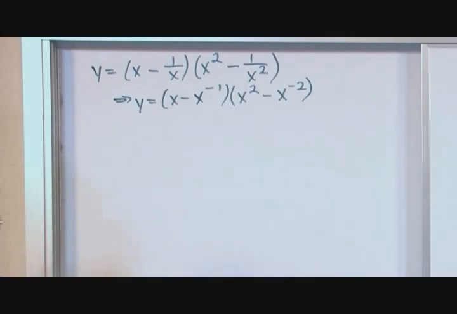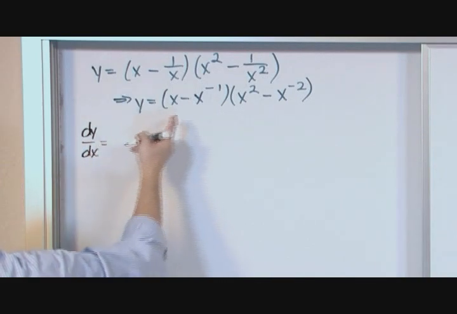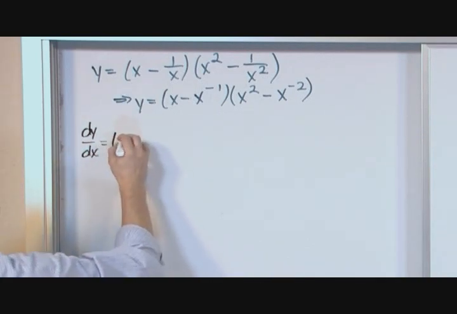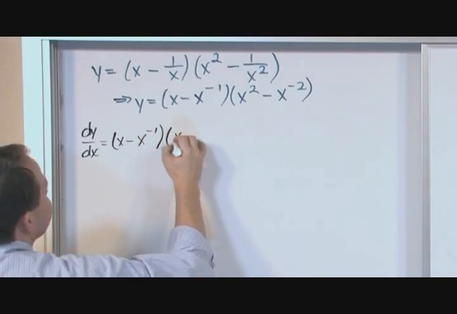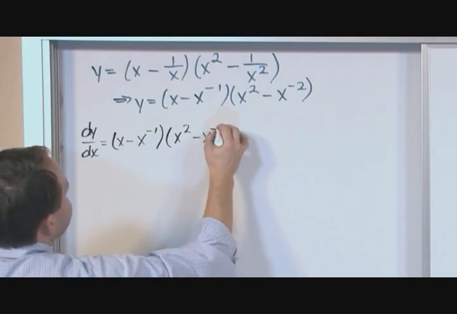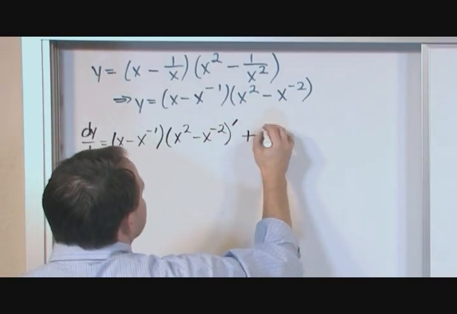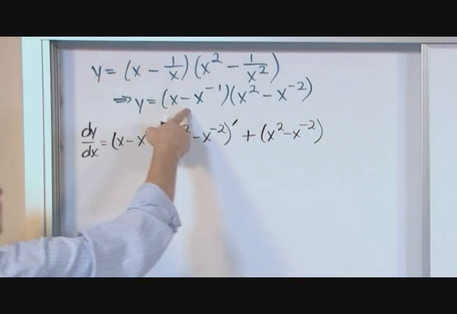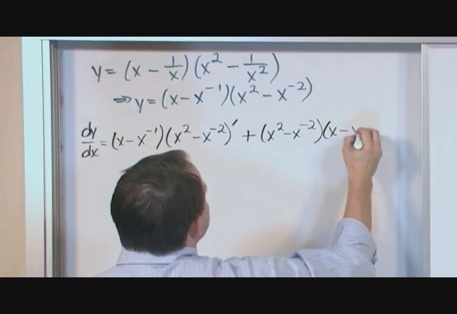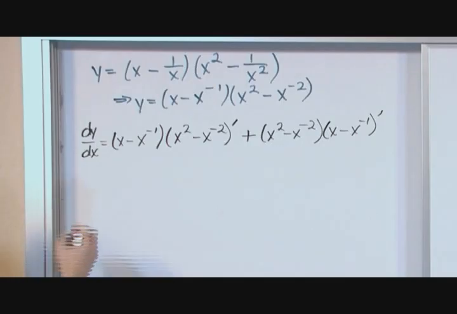Let me change colors here. But you work exactly the same way. So dy/dx is equal to first times the derivative of the second: x minus x to the negative 1 power times the derivative of this guy, x squared minus x to the negative 2. Take the derivative. Plus the second term, x squared minus x to the negative 2, times the derivative of the first term, which is x minus x to the negative 1, take its derivative. So now we just have to work with these derivatives.